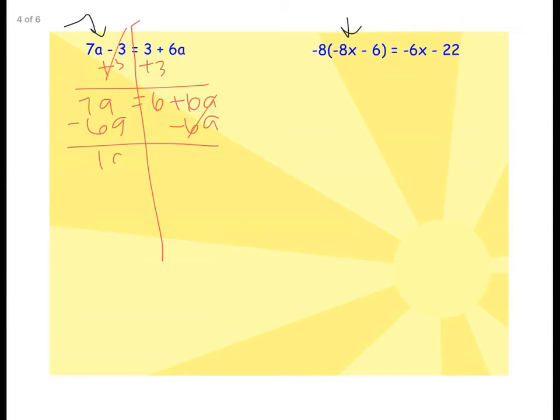And I'm left with 1a is equal to 6. And then I divide out the 1. So here a is equal to 6. Looking on the right, we have a little bit more work here.